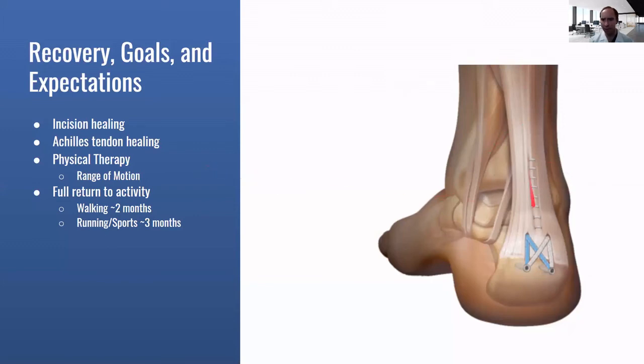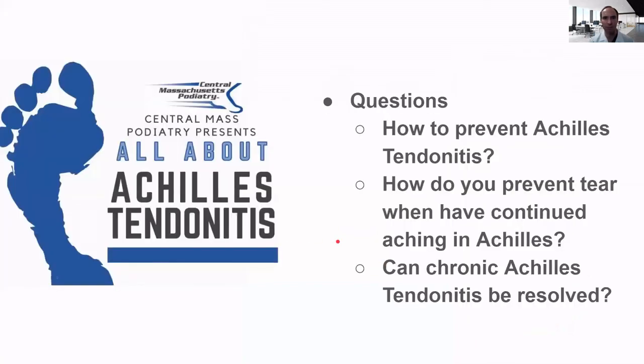This is an example of the SpeedBridge procedure where you cut through the Achilles, take off the bone spur, and then reattach things. The tendon itself is going to take 6 to 8 weeks to 12 weeks to heal. We want to work on range of motion to not lose any range of motion during this. People are going to be walking at about 2 months. You may be in a cast for 6 to 8 weeks, and then running and sports at 3 to 6 months. How to prevent Achilles tendonitis?